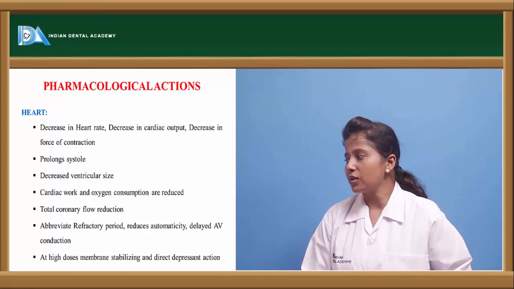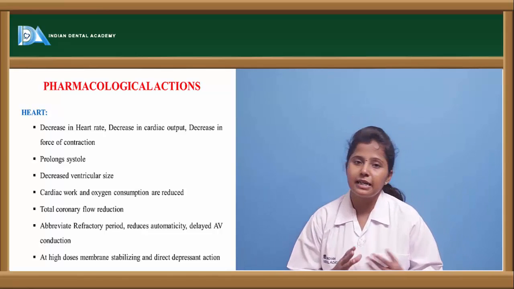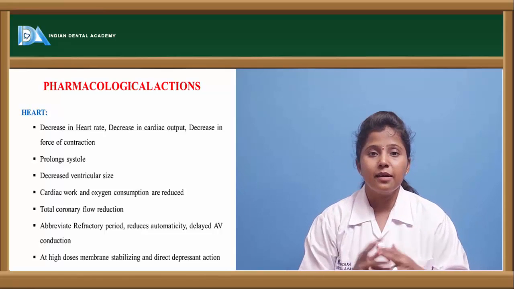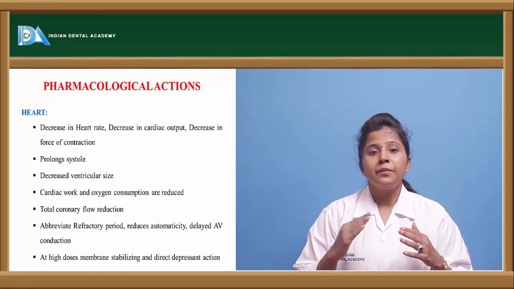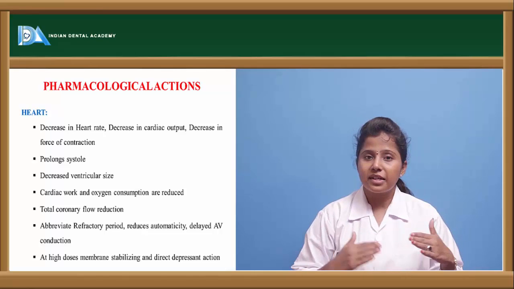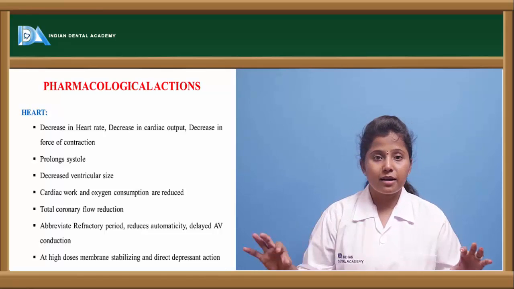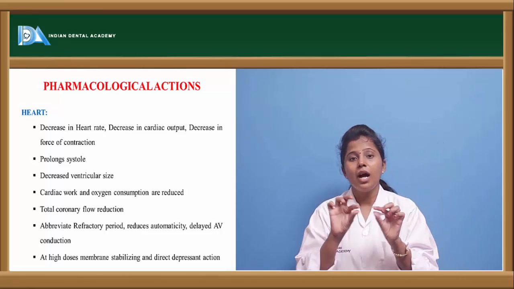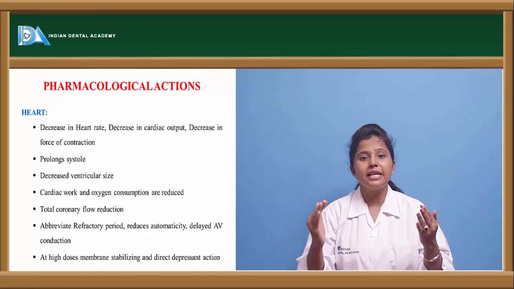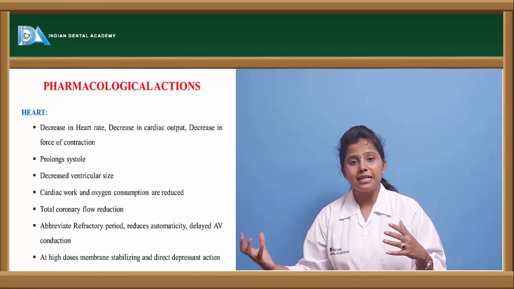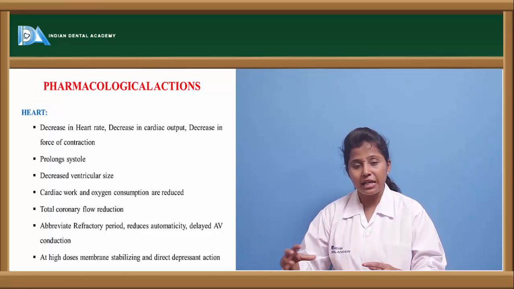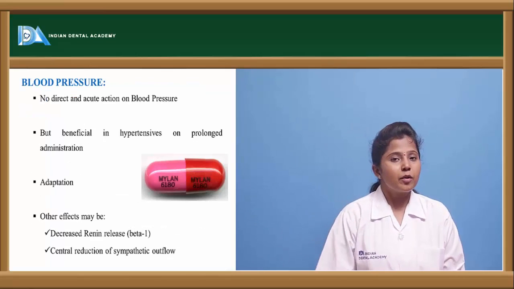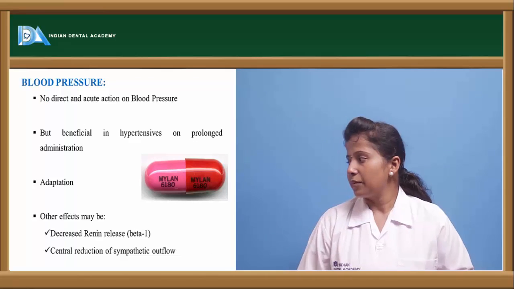And at higher doses it shows membrane stabilizing and direct depressant action. When it is given in higher doses, it is membrane stabilizing. So what does this membrane stabilizing give? Here the conduction of impulses takes place in the heart through the muscle. Each and every cell has a membrane, the cardiac membrane, and the conductivity of the impulse conduction in the membrane is altered, or stabilized, because of this propranolol, and it shows direct depressant action.